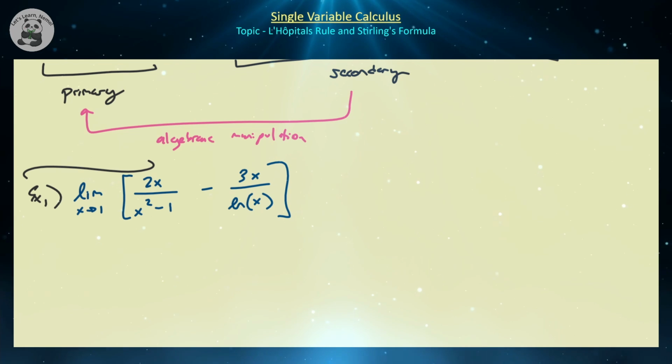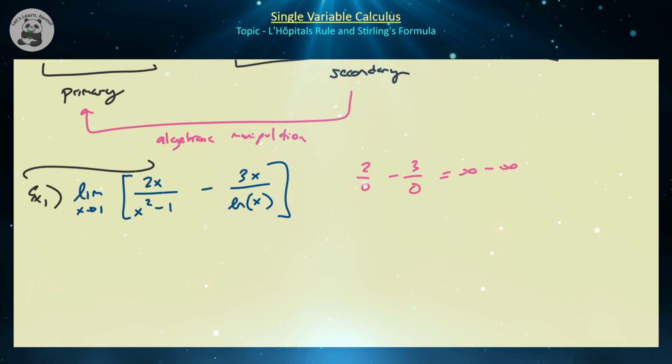So if we try to substitute 1 directly into the first and second term of this expression, we're going to have 2 divided by 0 minus 3 divided by, and natural log of 1 is going to be 0. So that's equal to infinity minus infinity. It could also be negative infinity minus infinity, or infinity plus infinity, or, well, it can't be that actually, because it's something minus something else, right? So in this case, we have a secondary indeterminate form. So this could literally come out to be anything.